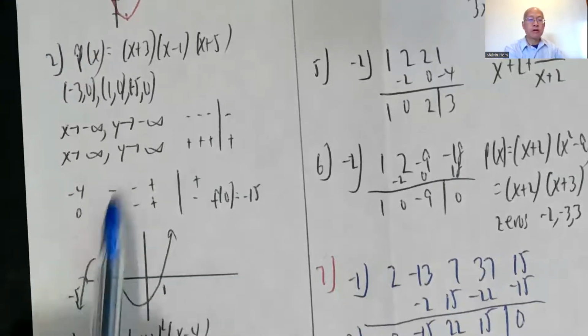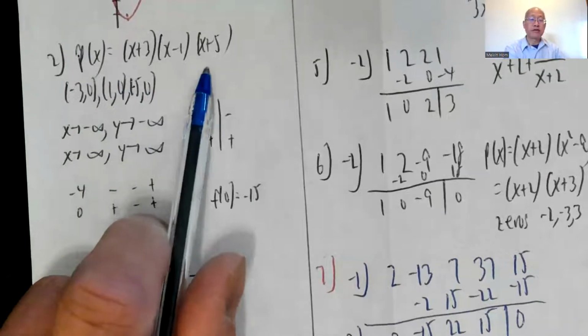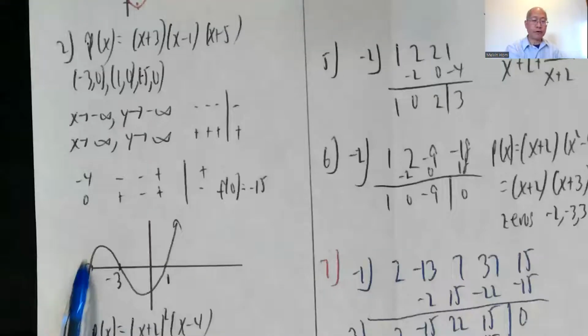So it goes up and then down. And then for 0, 0 plus 3 is positive. 0 minus 1 is negative. 0 plus 5 is positive, so that gives me a negative. In fact, it comes out to be negative 15. So I know it goes down. So the graph looks something like this.